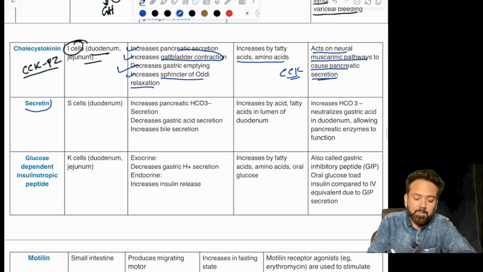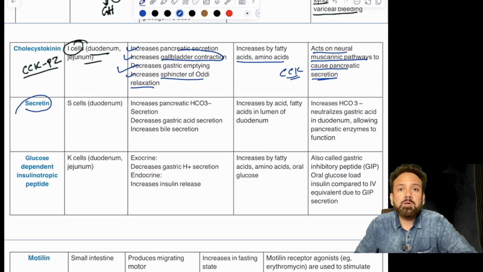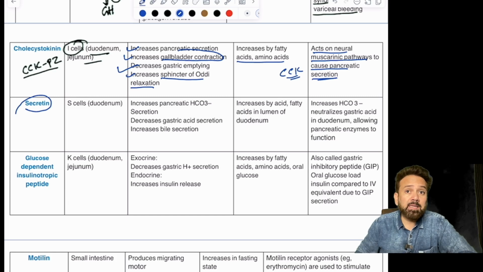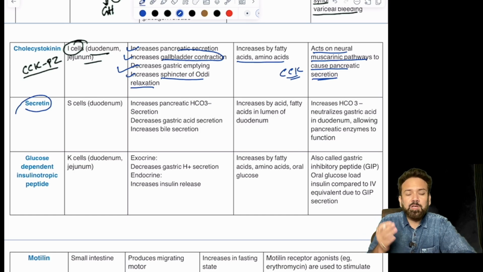Now, secretin. The first hormone to be discovered in the body is secretin, by Bayliss and Starling. We know that. And this secretin is actually a natural antacid. Natural antacid. Just by one word, you can remember all the factors. S cells in the duodenum release secretin.